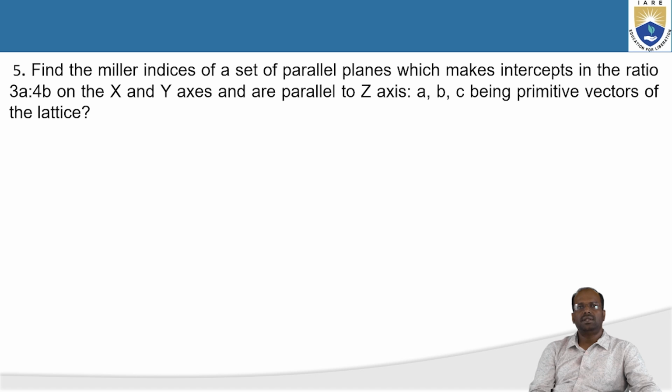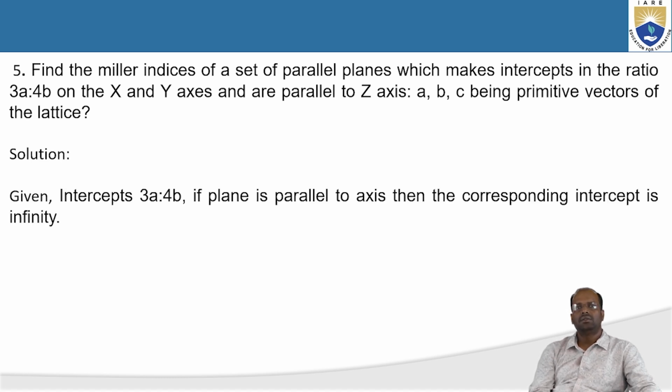Find the Miller indices of a set of parallel planes which makes intercepts in the ratio 3a is to 4b on the x and y axis and parallel to z axis. a, b, c are the primitive vectors or translational vectors of the lattice. Then what are the values they are given?